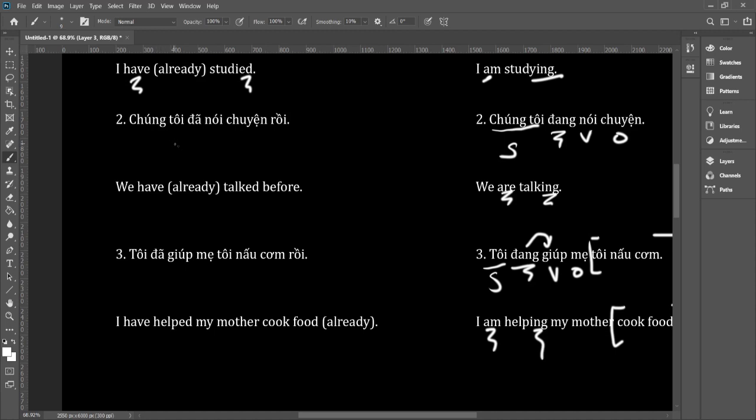Now, next sentence. Chúng tôi đã nói chuyện rồi. We have already spoken before, we've already talked before, right? Đã and rồi already say the same thing. It just denotes that the action has been done before in the past, right? It has been completed. Now, same structure. Subject, đã, verb, object, rồi, right? Pretty simple. You can omit đã here too, or you can omit rồi here too, but you need at least one of them for it to mean that we've already talked before, or we have already talked. It'll depend on context.